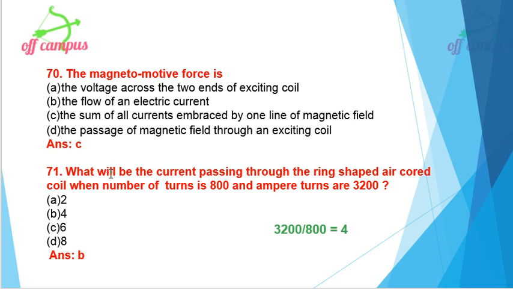Then question number 71. What will be the current passing through the ring shaped air cored coil when the number of turns is 800 and ampere turns are 3200? So, we need to find the current. From the question itself we can find the answer. Number of turns 800, ampere turns 3200. When we divide ampere turns by number of turns, turns and turns get cancelled, and we get ampere, which is the unit of current. Simply dividing, we will get 4. Option B, 4, is the right option.